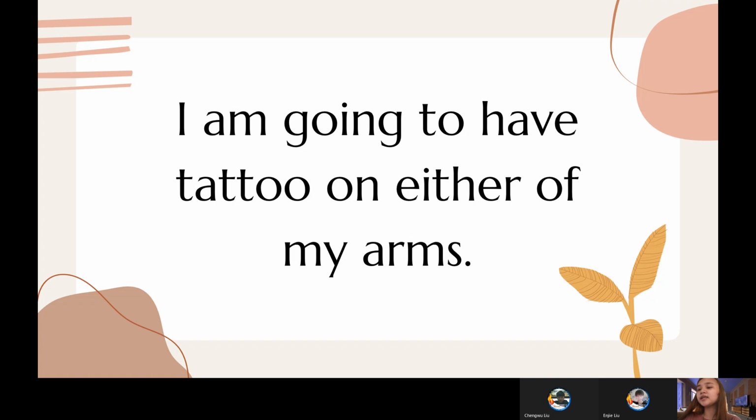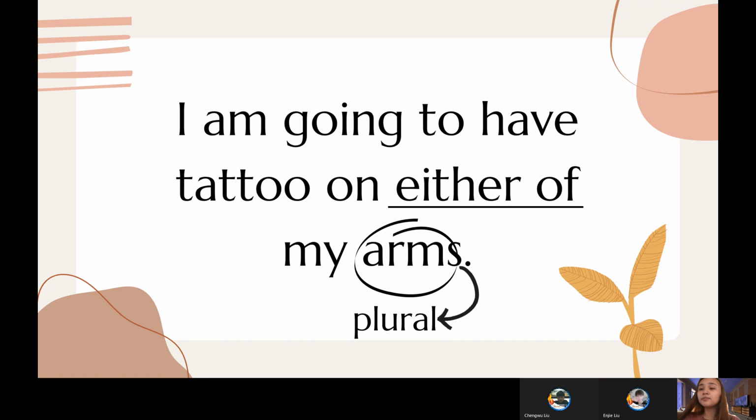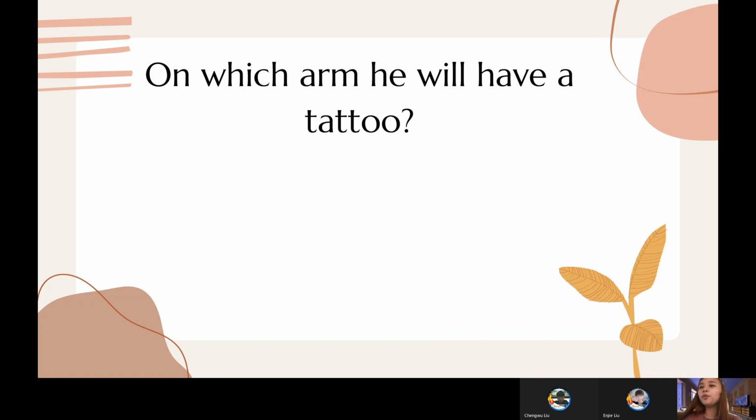Okay, so what did you notice about the sentence? Ma'am, either is followed by of, and it uses the plural form of the word. Okay, that was a great observation. Based on that observation, if we are going to use either as a pronoun, it is being followed by of, and we are going to use the plural form of the word. So, are we clear with that? Yes, ma'am. Okay, so based on the sentence, on which arm will he have a tattoo? Either of his arms, ma'am. Yes, either of his arms, left arm and right arm is possible, okay?